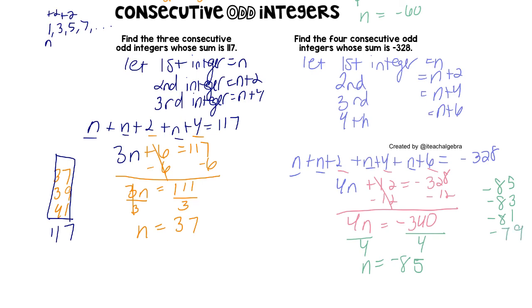We can add these puppies up. That's negative 328. So we've done that one again.